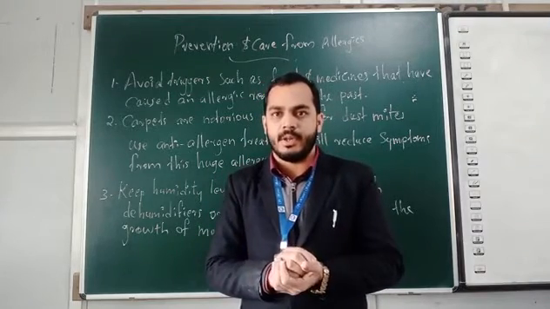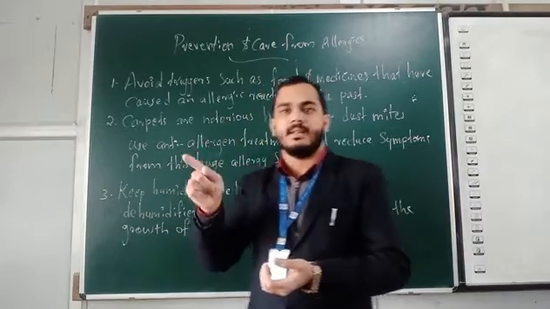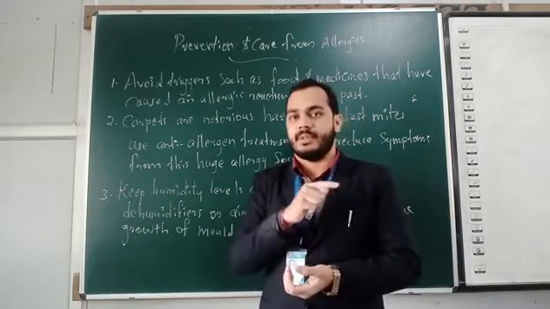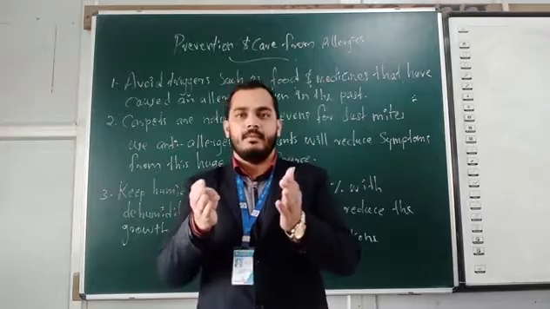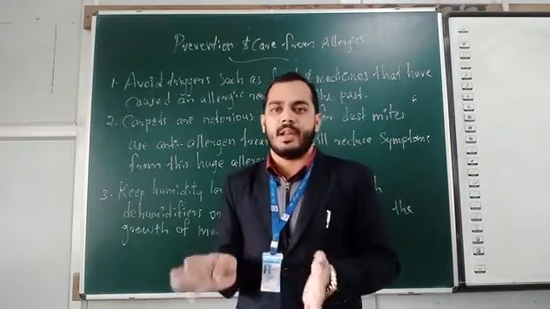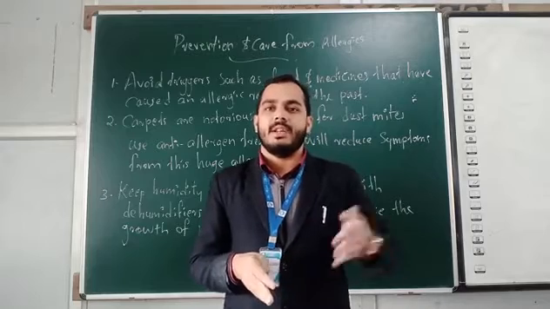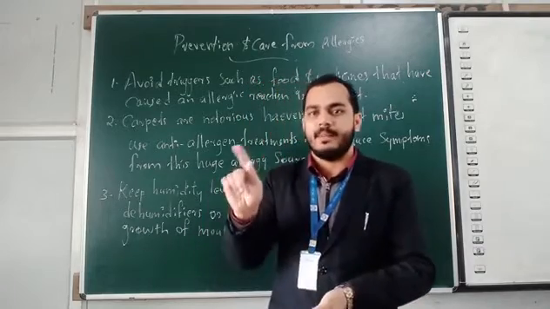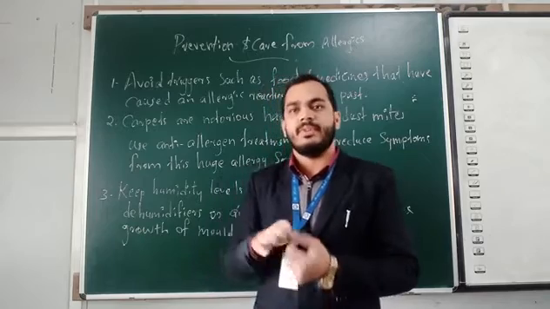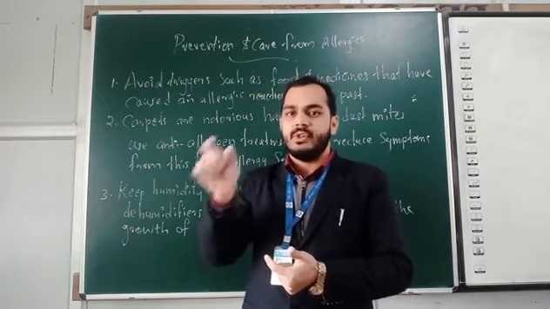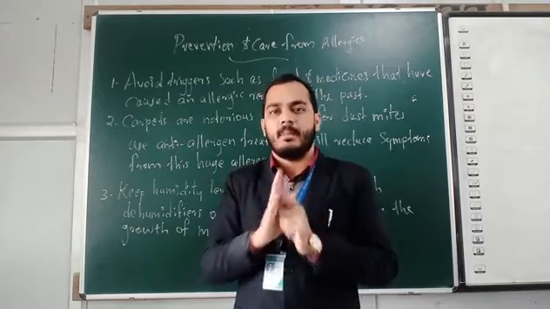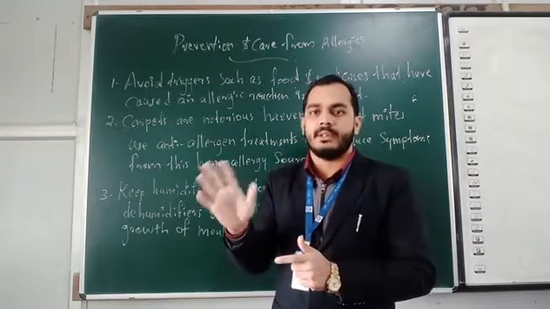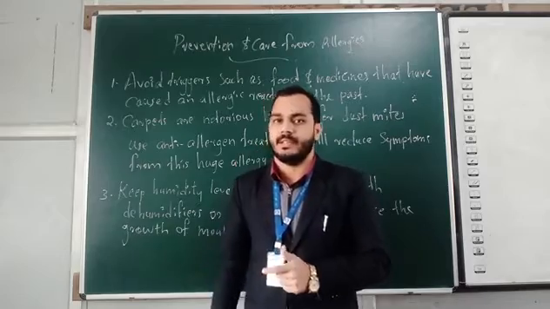I hope all of you understood the first point, avoid triggers such as food and medicines that caused an allergic reaction in the past. In the past means very simply that we can identify if there has been any kind of allergic reaction or allergy. After taking or using or applying something, only then do we identify that substance causes an allergic reaction. So next time we want to check the ingredients, find which one is not good for our body and completely avoid it, then only are we free from that type of allergic reaction. Okay, first one, avoid such food which causes allergic reaction.